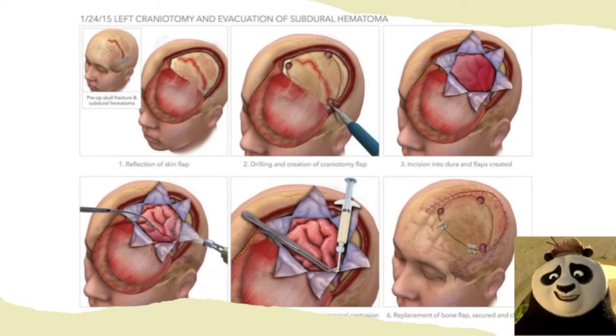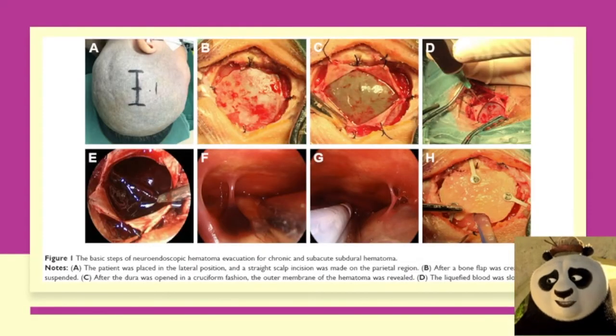Okay, that is if you're dealing with subdural hematoma. But if you're dealing with severe complications of brain injury, class, let's say, for example, there is swelling of the brain, there might be a possibility that the part of the skull that's removed could not be returned already to the patient. Okay, so class, these are your basic steps for neuroendoscopic hematoma evacuation, also for your subdural hematoma.